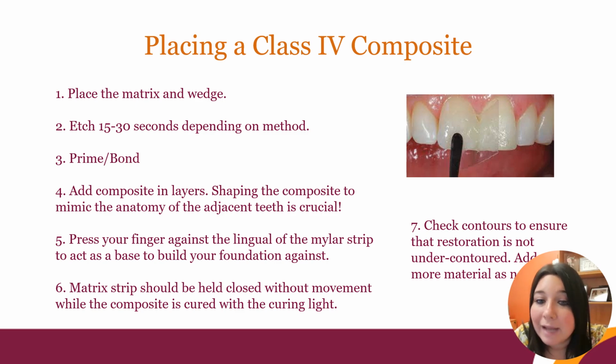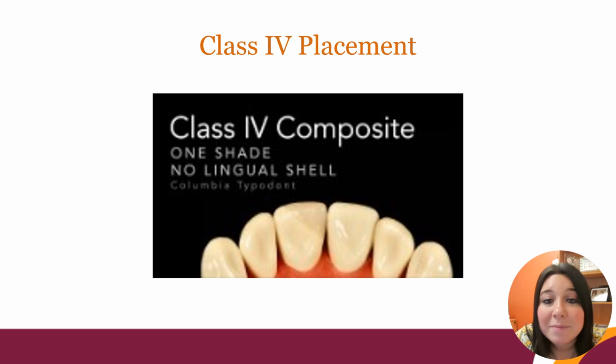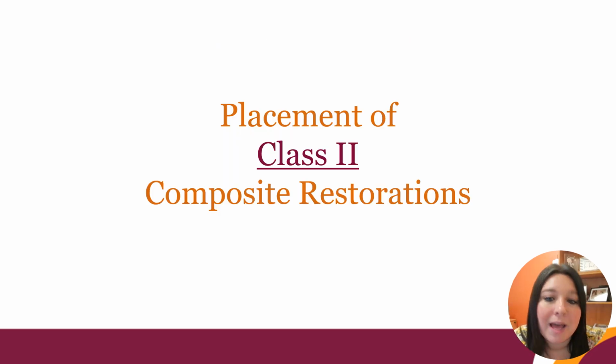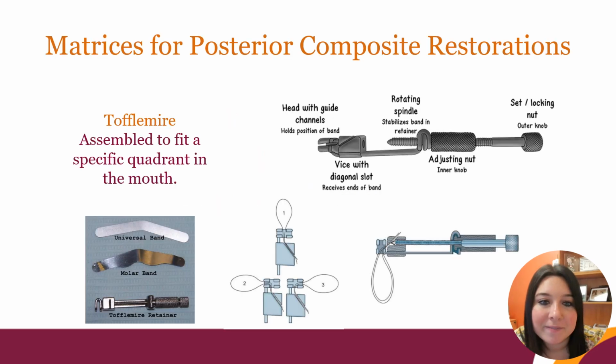Last, we want to check contours to ensure that the restoration is not under contoured. If necessary, you can add more composite at this point. And of course, next, finishing and polishing, but we will again talk about that next week. Again, be sure to check out the materials and resources folder this week so you can view this class 4 composite video. Next, we'll talk about the placement of class 2 composite restorations.